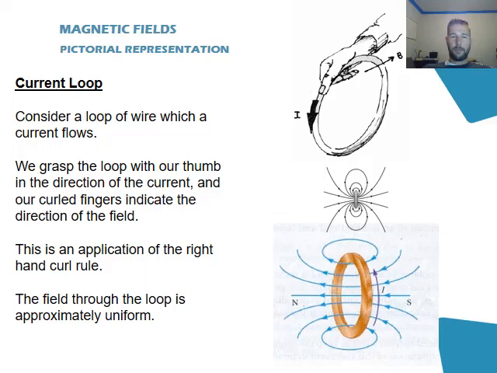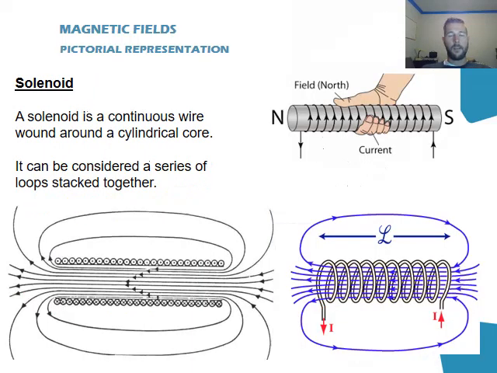So consider a loop of wire in which a current flows. So what we do, we grasp the loop with our thumb in the direction of the current, and our curled fingers indicate the direction of the field. So this is an application of the right hand rule as well. Now this loop doesn't need to be circular, it can be any 2D shape, but we can still use the rule to work it out. And the field through the loop is approximately uniform, so we can see this by the bottom diagram that we've got there. So our next example we're going to look at is a solenoid.